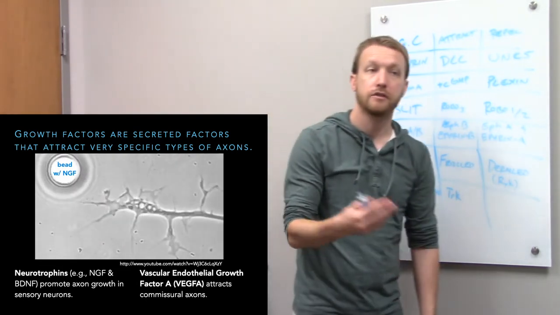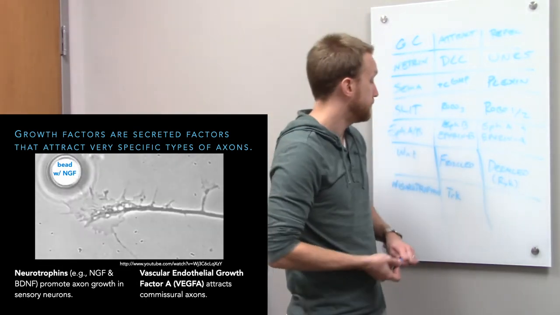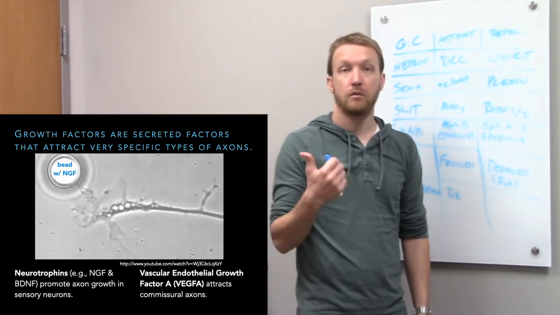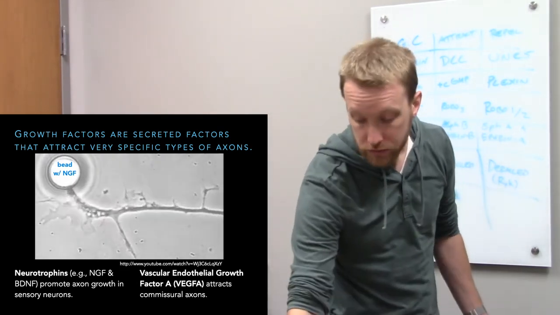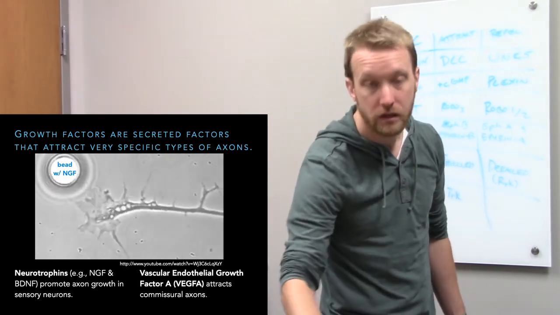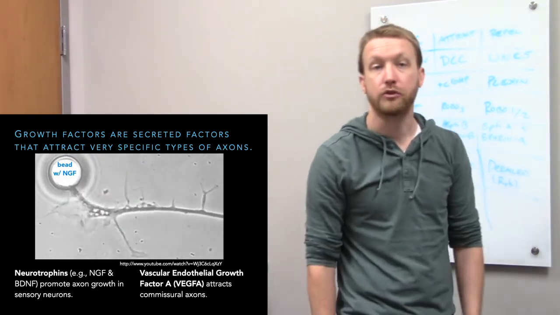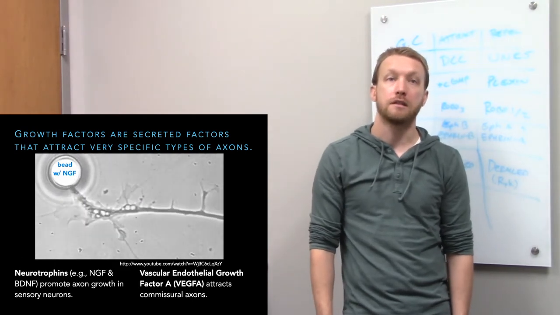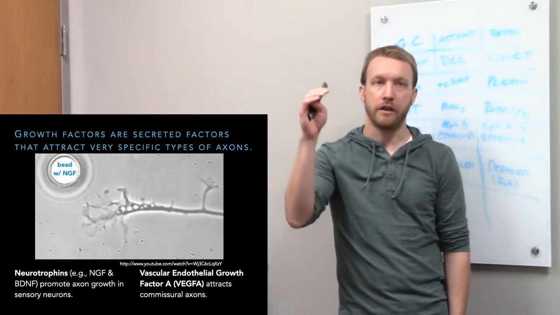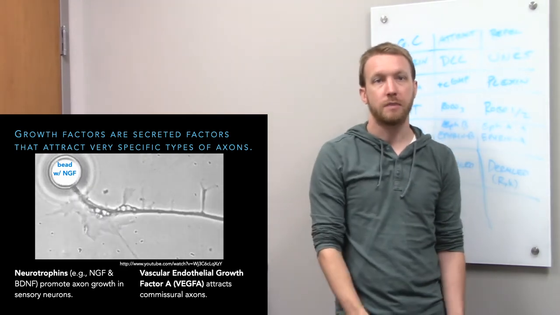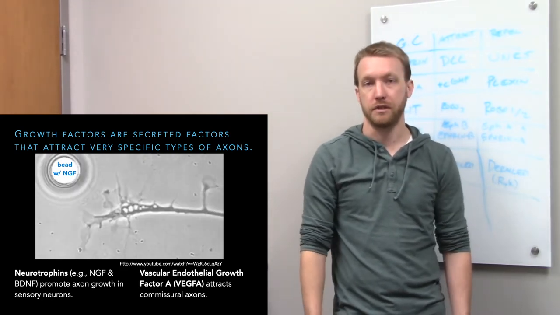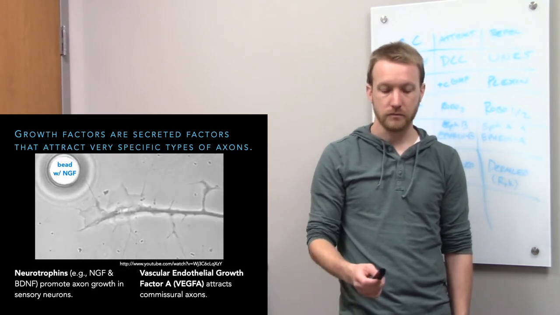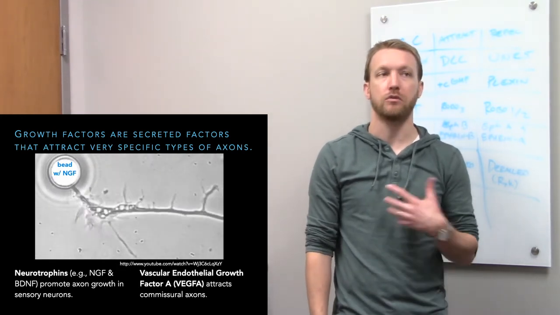Different growth factors are going to attract different axons based on whether or not the axon has that receptor for them. So what we're looking at here is an axon growing into an NGF-coated bead. Nerve growth factor would be one of those neurotrophins. This axon has TrkA receptors, and what that does is allow it to sense that NGF and grow toward it. This is especially important for sensory neurons and neurons in the peripheral nervous system. So these are fairly simple. They seem to only be attractive.